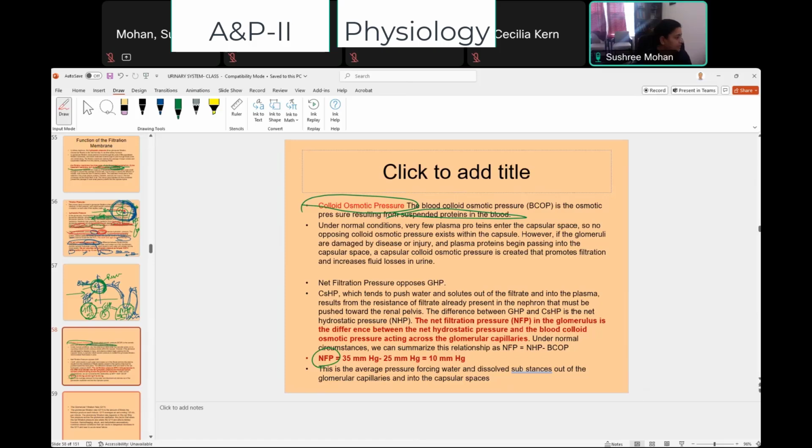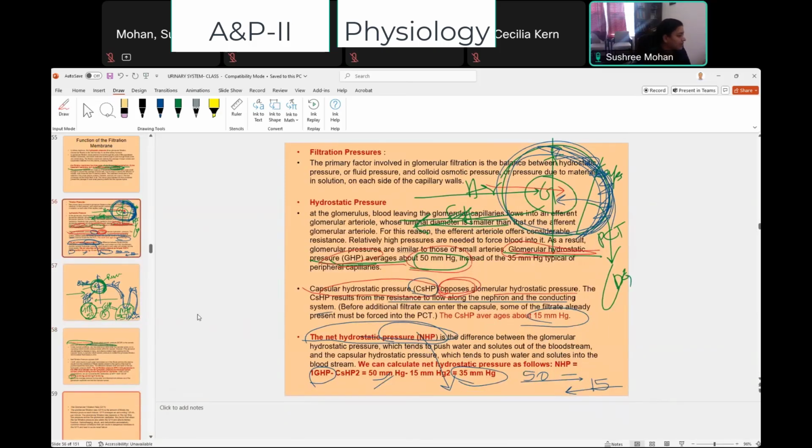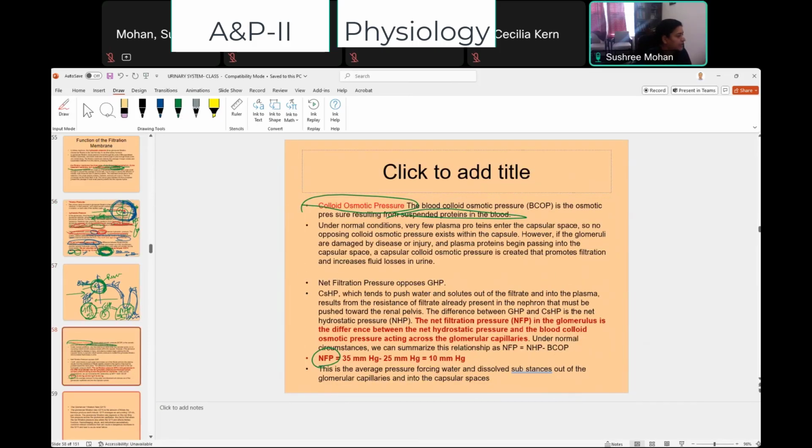This is the net filtration. We got 35. GHP minus the opposing capsular, we got net filtration as 35. From the 35, we are further going to deduct 25. So finally, the end pressure is only 10. So NFP we got as a product of these two. This minus this, we got NFP, net filtration pressure.